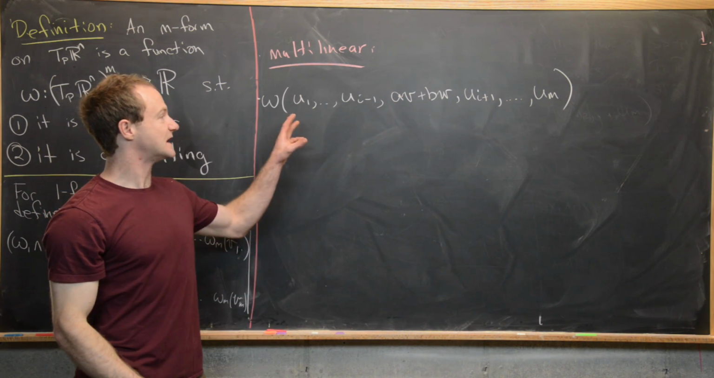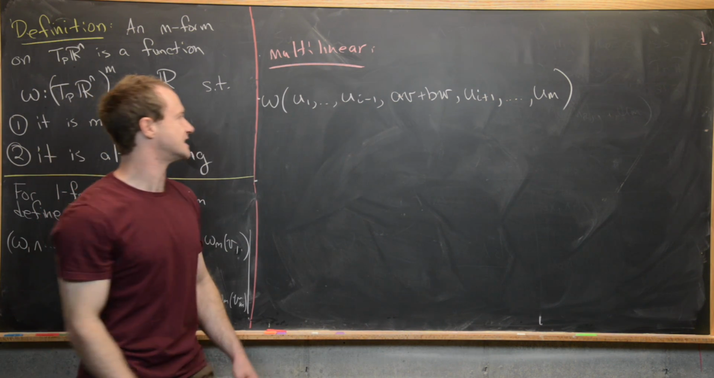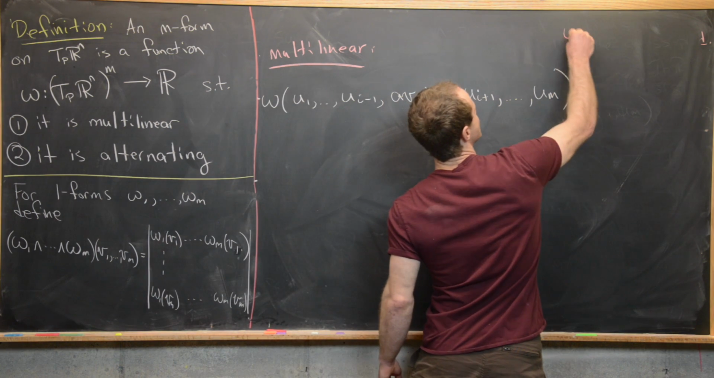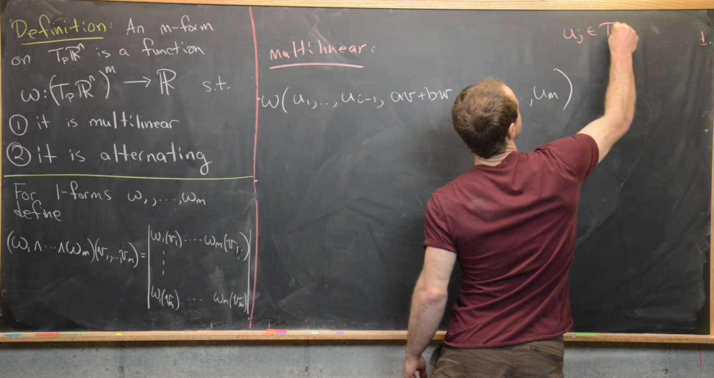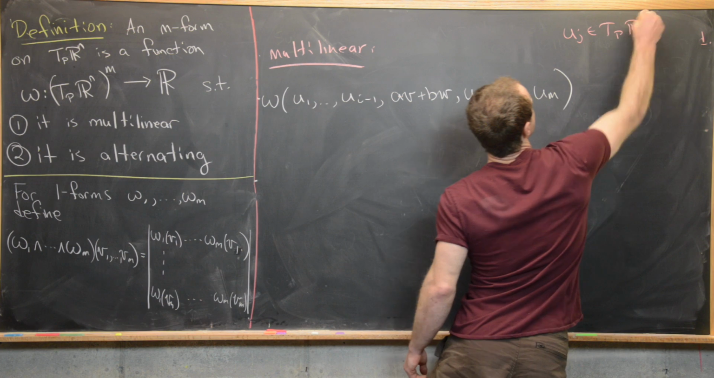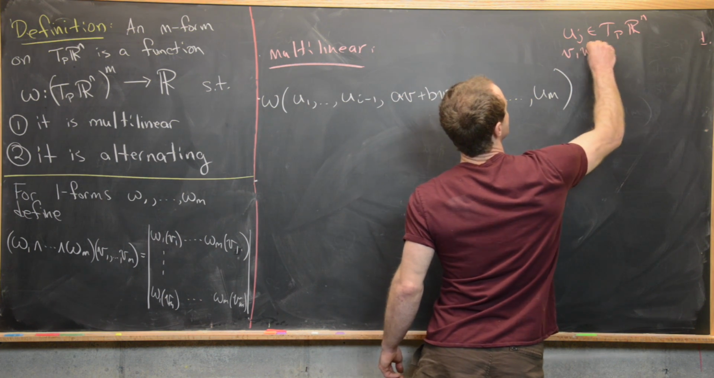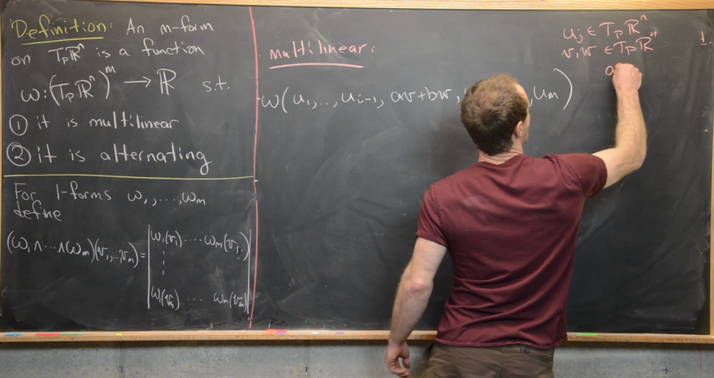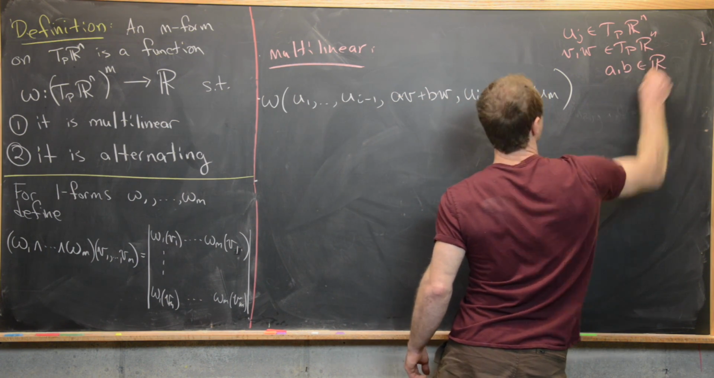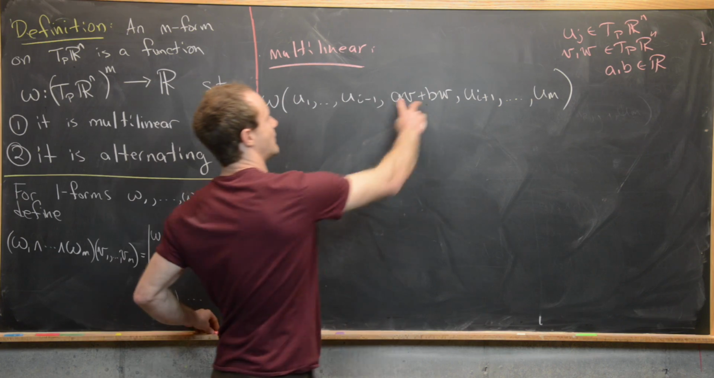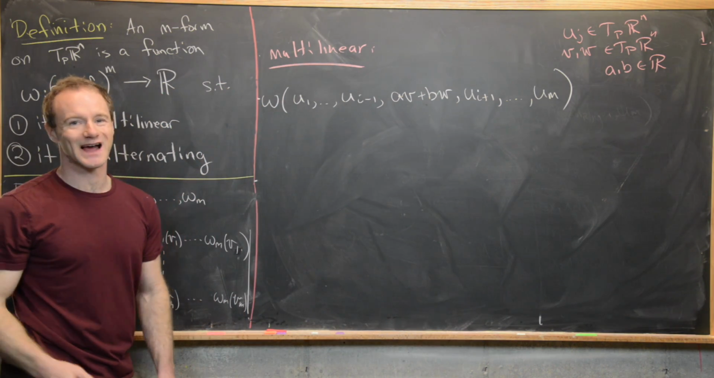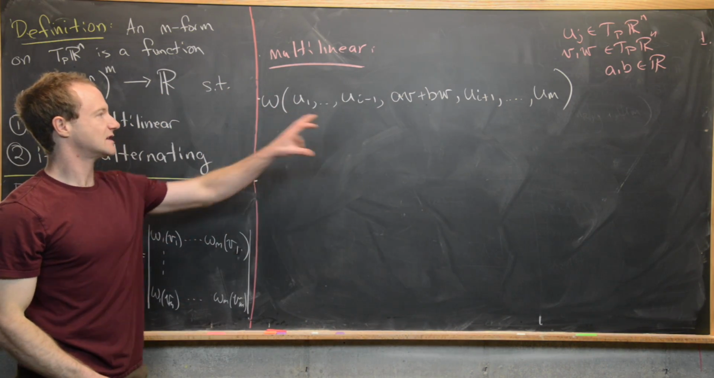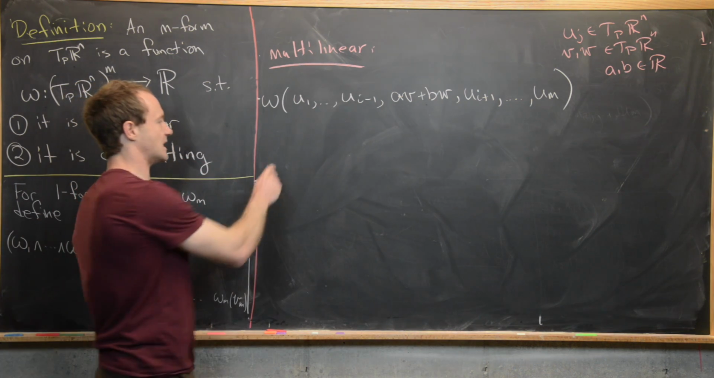And then just to be careful, let's recall where each of these things come from. All of the uj come from T_pR^n, and then v and w also come from T_pR^n. And then finally, a and b are just real numbers. So we've got this linear combination of two vectors happening in the ith component. And multilinear says that we can break this up in the following way.